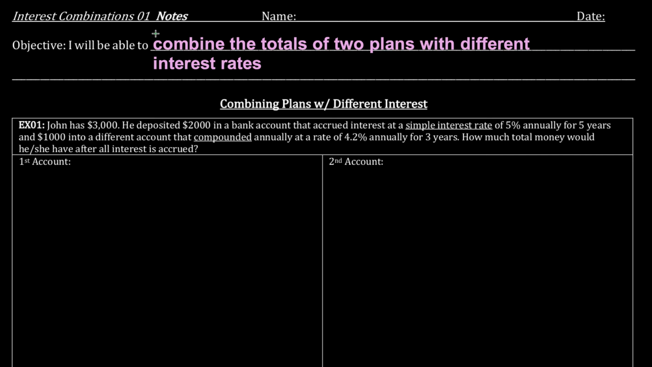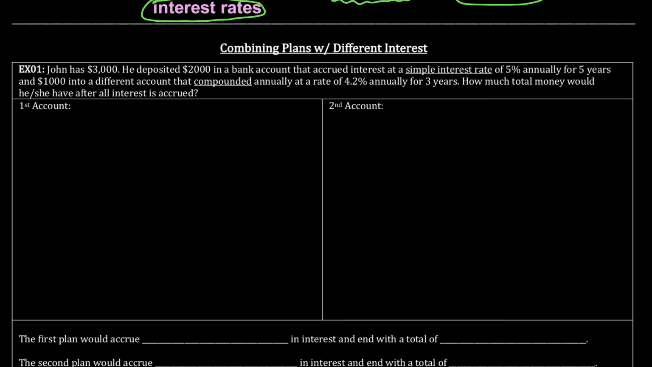All right, so in this lesson, we will combine the totals of two plans with different interest rates. So combine the totals of two plans with different interest rates. Okay, so we're going to combine what we've been doing the past few days, just to give you more practice on it, and because you'll usually see more complicated questions regarding simple and compound interest.